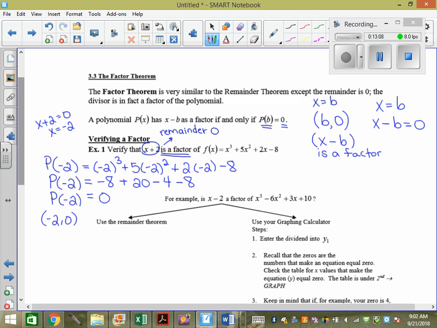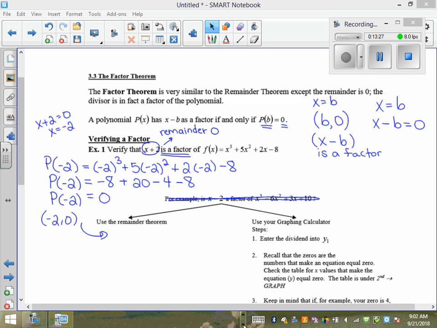So I'm not going to use this example for these. I'm going to use the above example. So this is the remainder theorem part. Now we're going to use our calculator to check it. So if we plug this into our calculator, if this is a factor, there should be an x-intercept at negative 2. We agree?